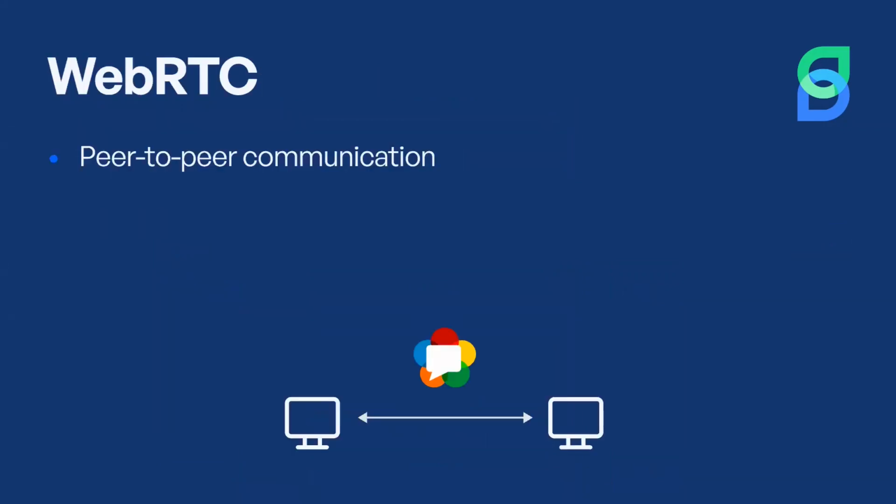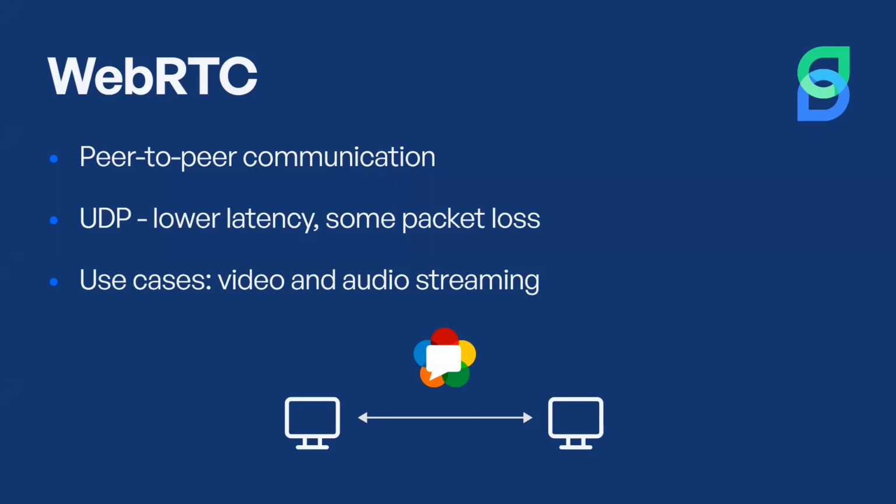First, Web Real-Time Communication, or WebRTC, is an open source project that allows web browsers and mobile applications to engage in peer-to-peer real-time communication via APIs. Since WebRTC is primarily used over UDP, it offers lower latency at the cost of some data loss. This makes it an especially attractive choice for video and audio streaming because these use cases prioritize faster data transfer and can tolerate a few missing packets.